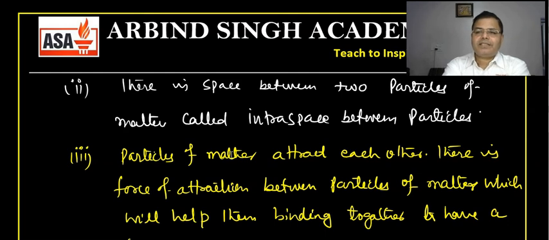But we will discuss not only this, but also other factors which will decide what type of substance is being made, and what governs whether it has a definite shape and size, or not a definite shape but a definite size, or a fixed volume or not. So all these we will discuss in the upcoming classes.